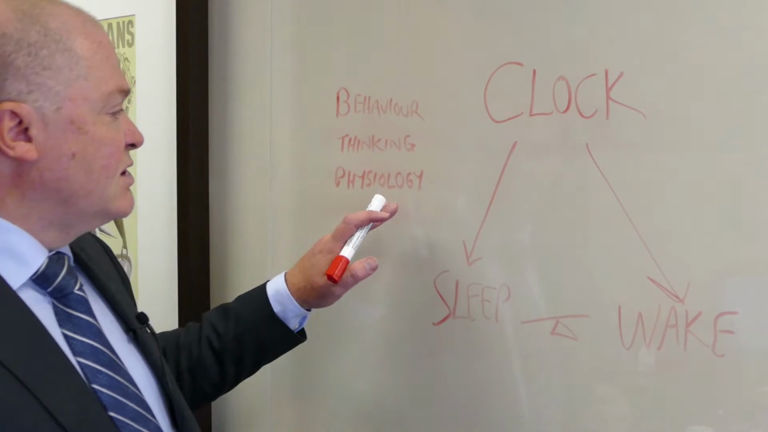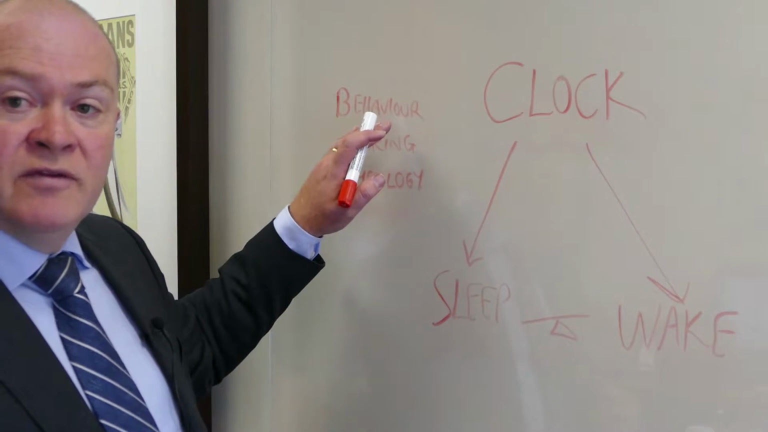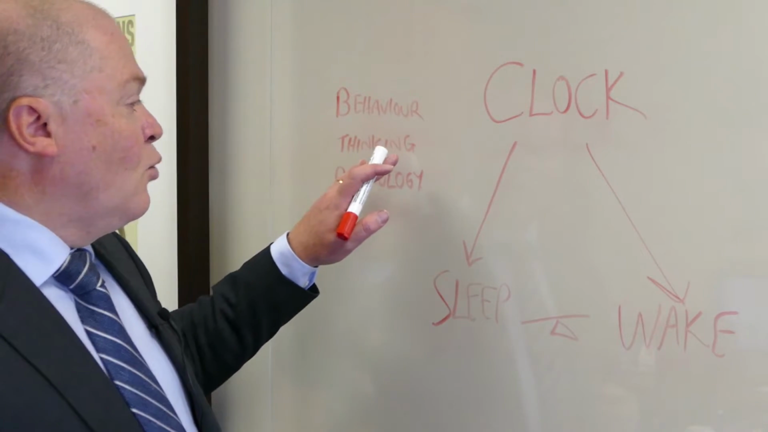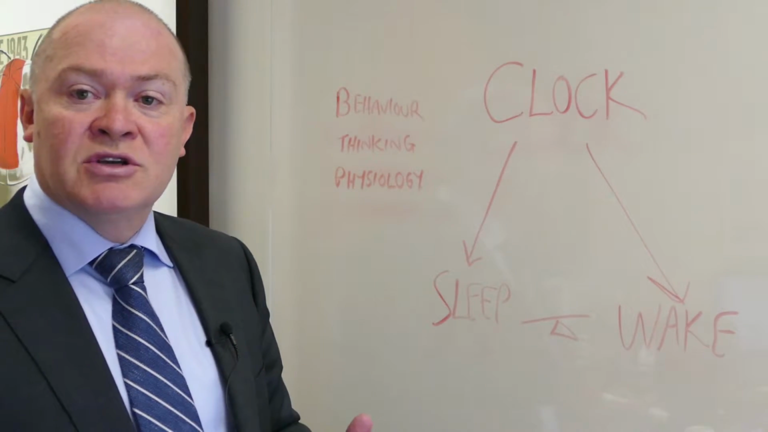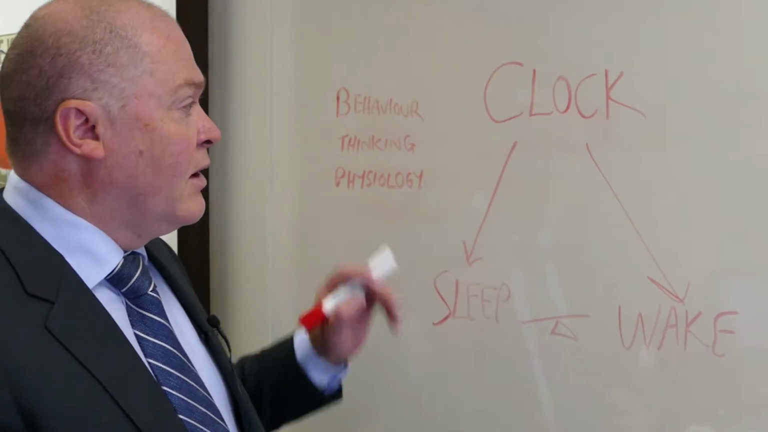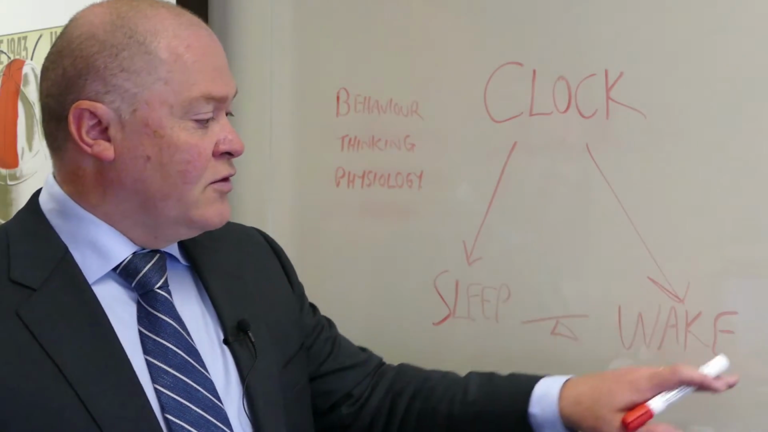And for each of those systems, I'll be thinking about what are behaviours that that individual is doing that may be impacting on that system, what's some of their thinking or belief structure that may be impacting on that system, and what's some of the physiology. Now, some examples of that. So let's go first to the wake system.